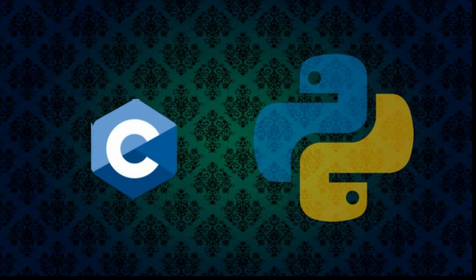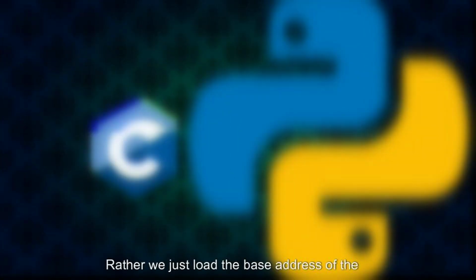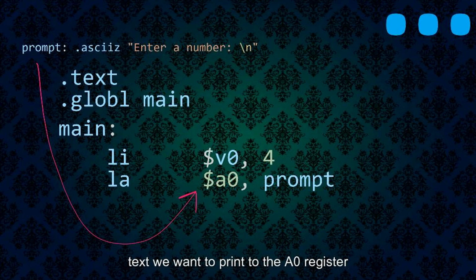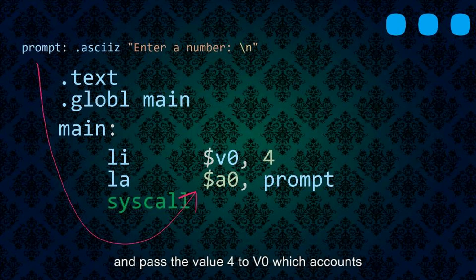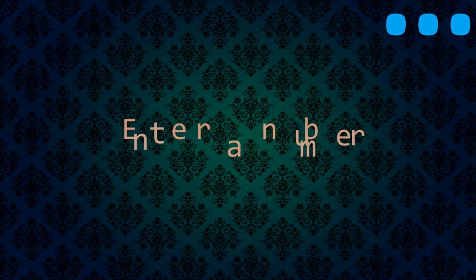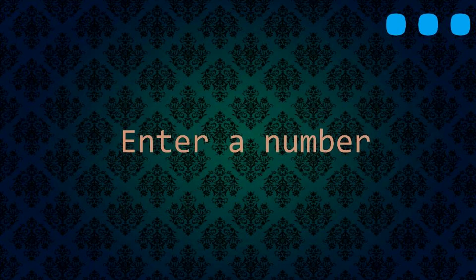Unlike C and Python, we do not have any print function. Rather, we just load the base address of the text we want to print to the A0 register and pass the value 4 to V0, which accounts for printing text on the console. This will trigger print with a system call, thus all the characters will be printed one by one until a null terminator is reached.